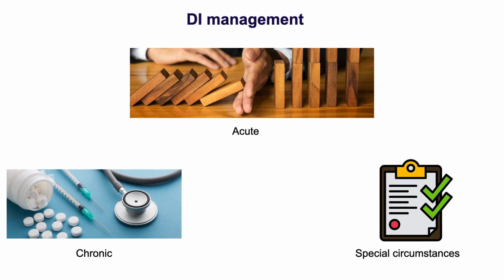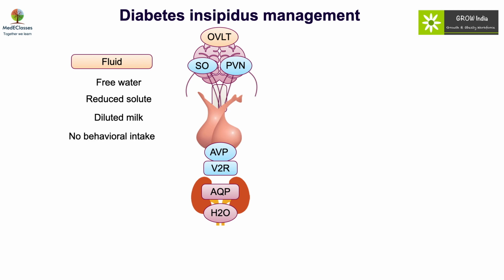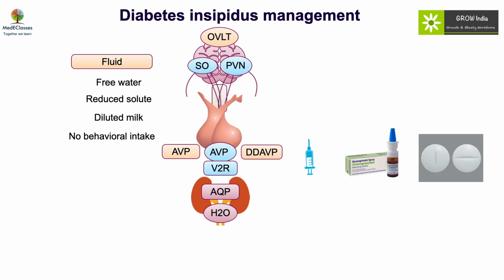Chronic management is also very important, and the options of course include the fluid, which has to be more free water, a reduced amount of solute with diluted milk, and very importantly, no intake of water, especially if AVP has been started. The AVP options include desmopressin, which can be given parenterally, not really commonly, using inhaled or the oral form. The key message here is that we have to start at the lowest possible dose to allow diuresis to happen before the next dose, with close monitoring of weight and sodium.